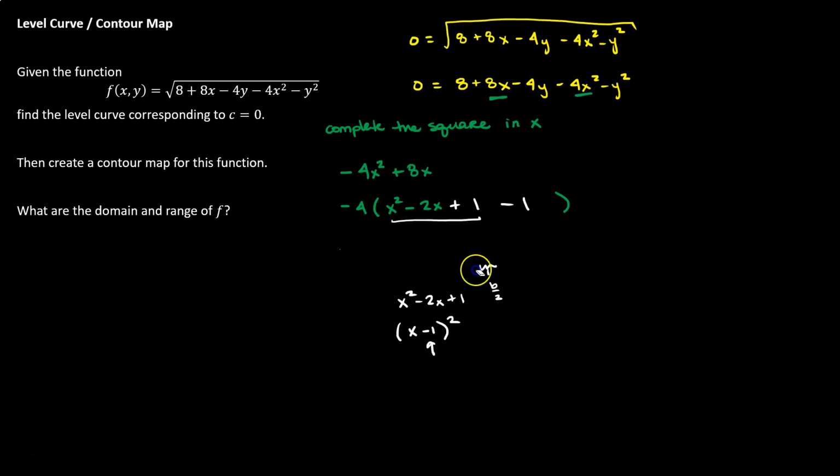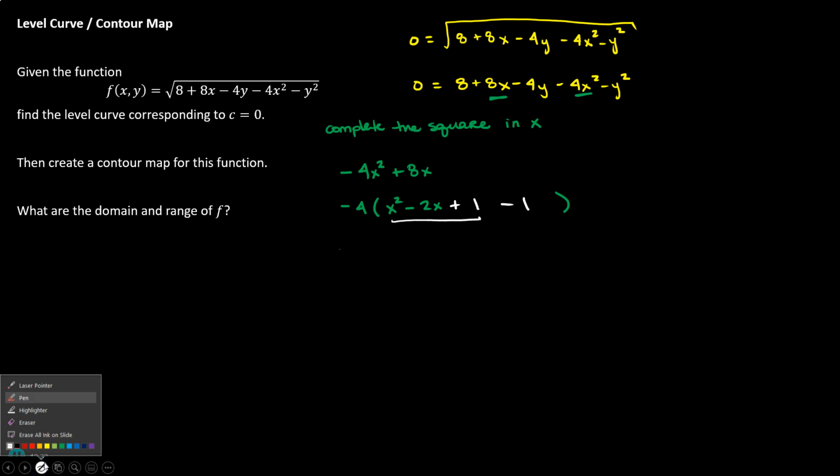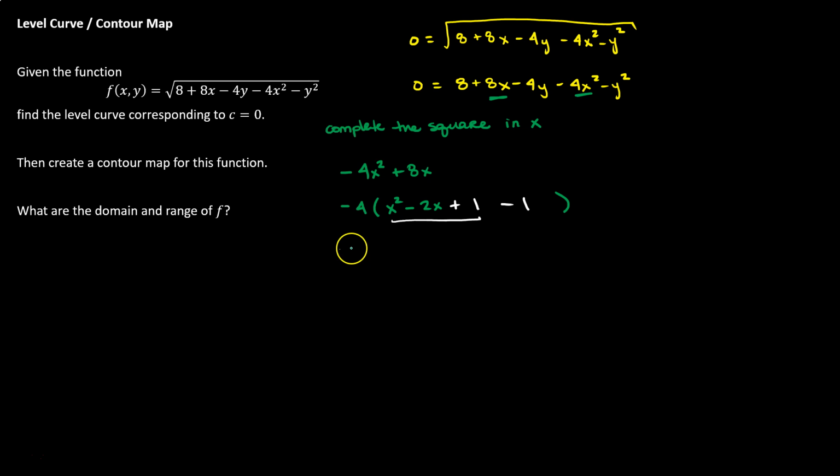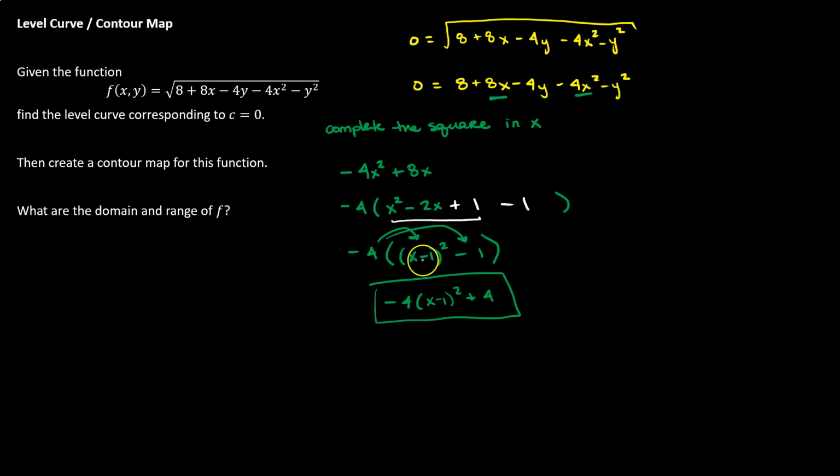So if that sounded a little bit head spinning, maybe it's time to review completing the square. But the point here is to complete the square in x so that we can recognize the equation we're working with. So we have minus 4 times x minus 1 squared, and then I have another minus 1. I'll distribute my minus 4 to each term. So now, instead of 8x and negative 4x squared, I'm going to replace just those two terms with these two terms.